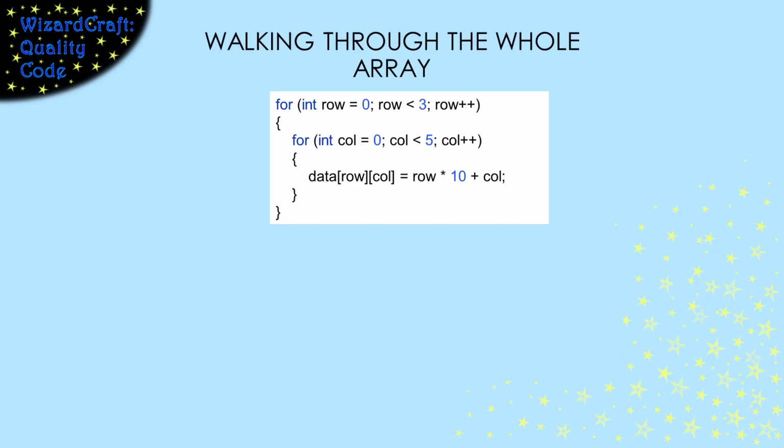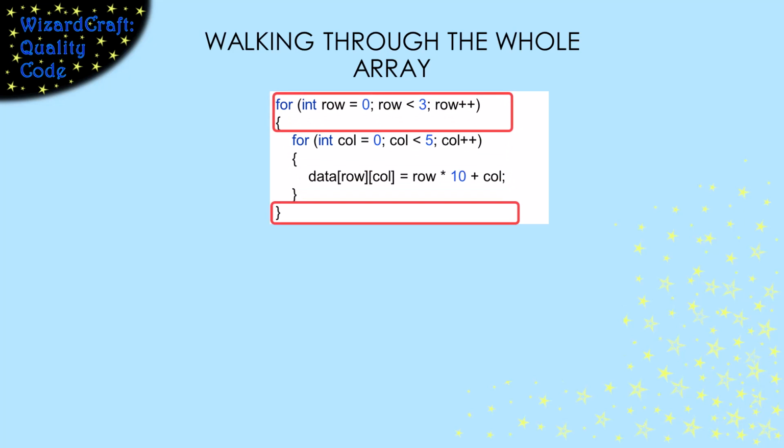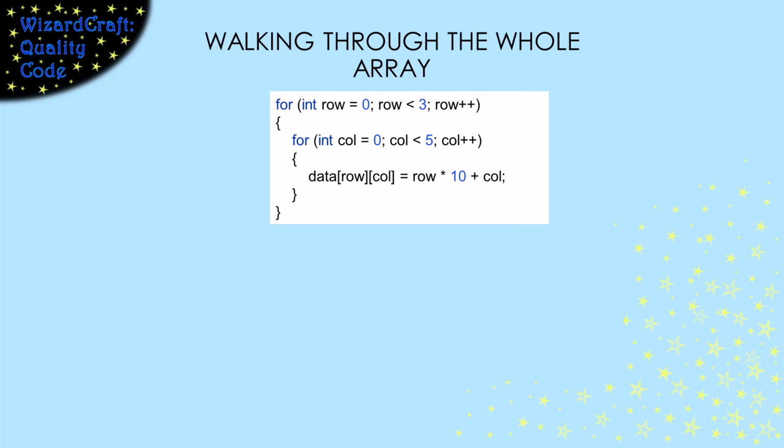Just like one-dimensional arrays, we often want to do something to every position in the array. For a 2-dimensional array, a walking through the array loop is 2 nested loops. The inner loop walks across the columns, and the outer loop walks down the rows. That generates a sequence that indexes every position.